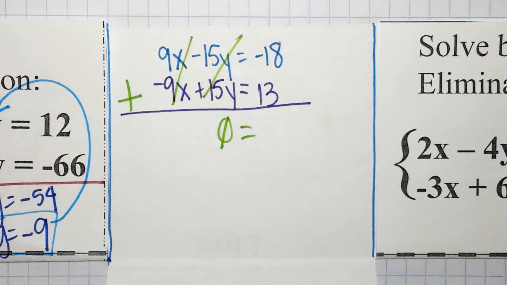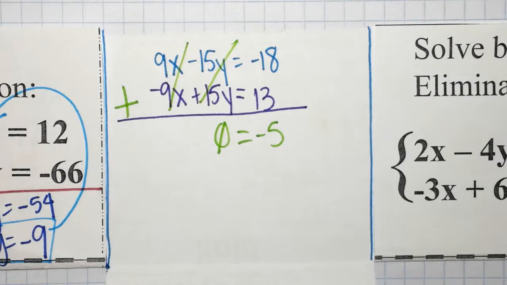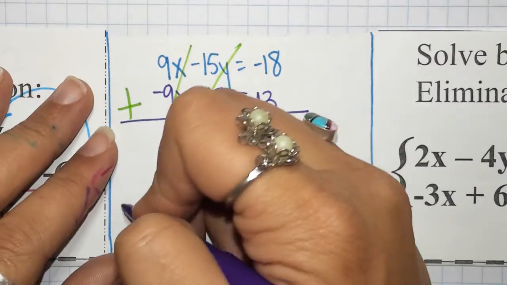Negative 31. No. Negative 5. Give him a chance. Wait a minute, I'll tell you you're wrong, and I got negative 31. It's negative 5. Yes. You gotta raise your hand. All right, now does 0 equal negative 5? No. It's negative 5. So what's the answer? No solution.